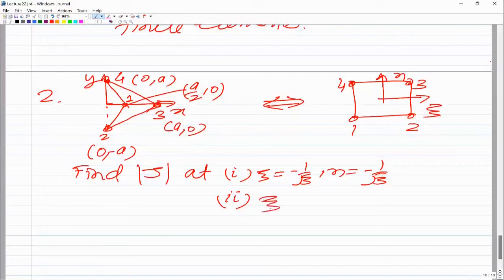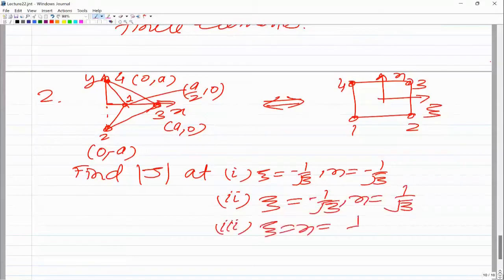So just calculate the Jacobian matrix at these points. The second point is xi equal to minus 1 upon root 3 and eta equal to plus 1 upon root 3, and the third Gauss point is where both xi and eta are plus 1 upon root 3. So you just do the calculation for this.